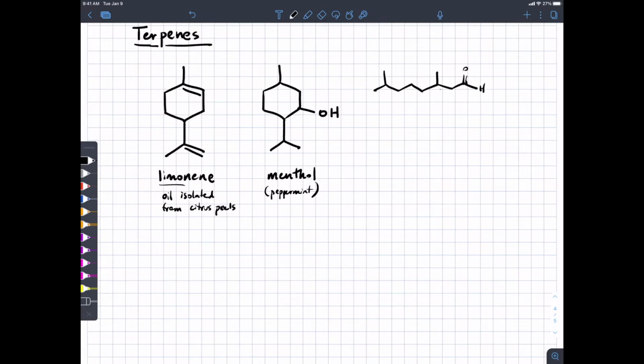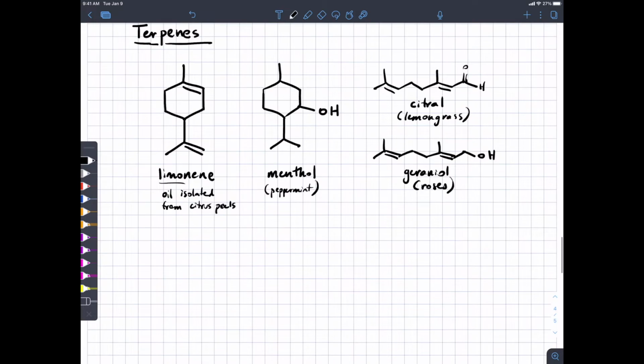It has an aldehyde here and double bonds there, and this is called citral, and it can be isolated from lemongrass, and it seems like it probably has a citrusy kind of scent. Then if you take the alcohol version of citral, you have geraniol, which you can isolate from roses.